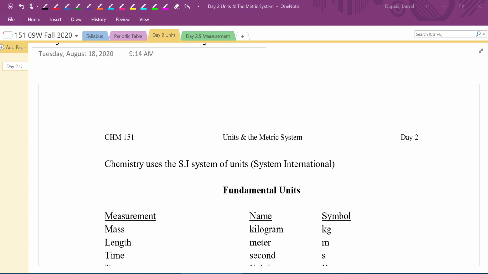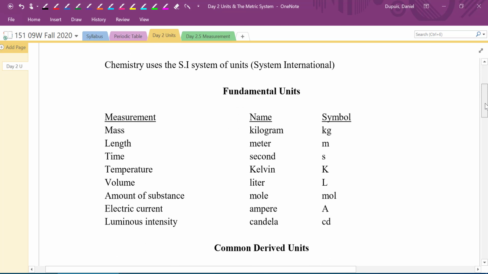Day 2, we have the units and measurement we'll talk about today in this video. Alright, so first of all, chemistry uses the SI system, or the System International units. Alright, so what does that look like? Well, there are some fundamental units, right? And these are fundamental because they're just defined.